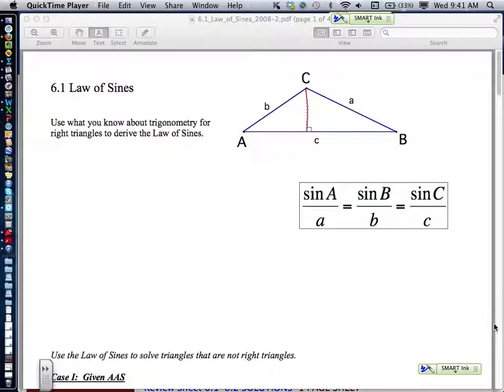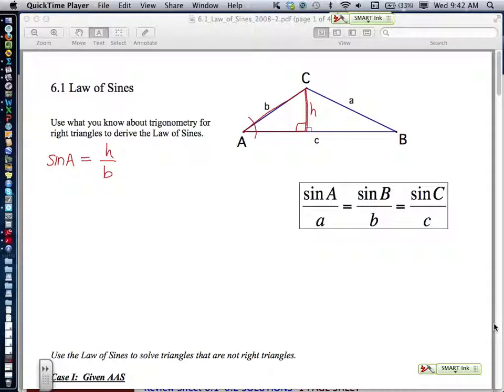I'm going to call this perpendicular that we dropped the height, because that's what it is. It's the height of the triangle. And then I'm going to look at just this piece right here, which has a right angle. Relative to angle A, the sine of A is equal to the opposite side, H, divided by the hypotenuse, B.